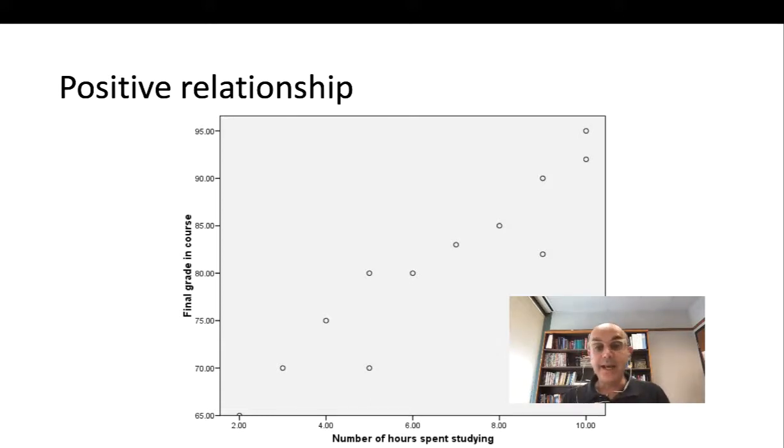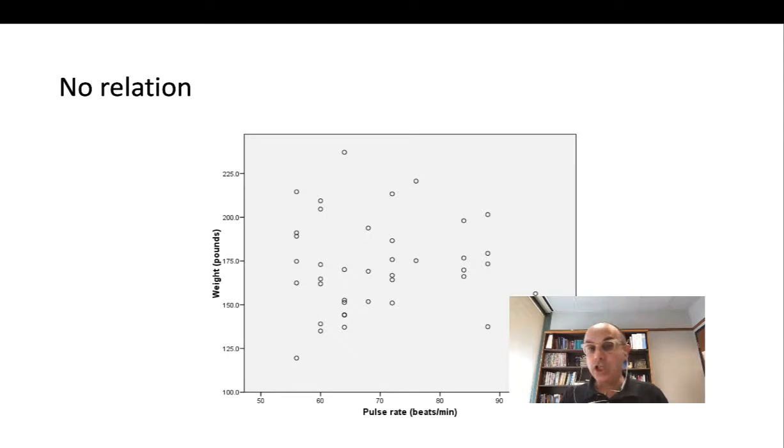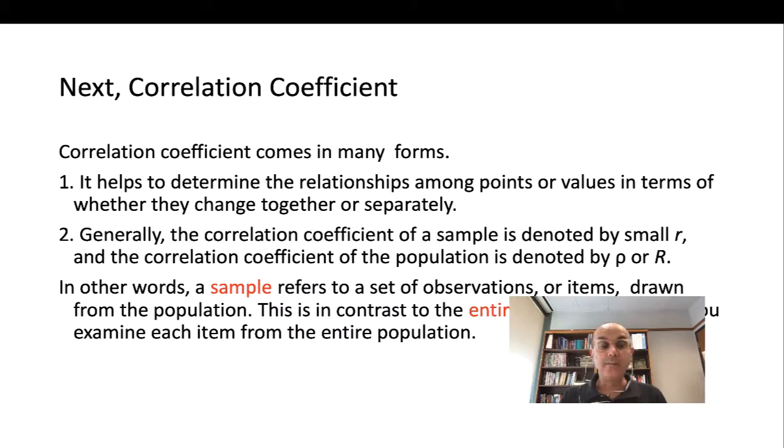A positive relationship can be, in this study, the number of hours spent studying and the final grade in the course. So the more you study, probably the better you do in your final course. A negative relationship is the age of the car and how reliable the car is. And again, if you have an old car, you probably need to be more careful. No relationship, this is something that we will find out using the scatter plot.